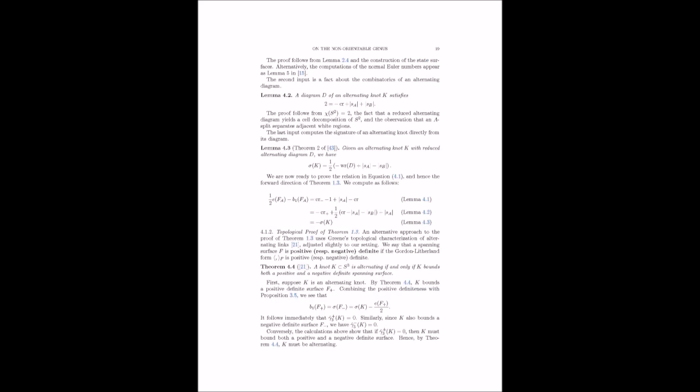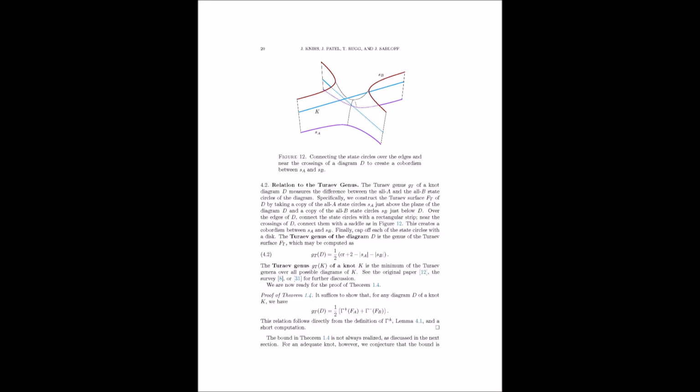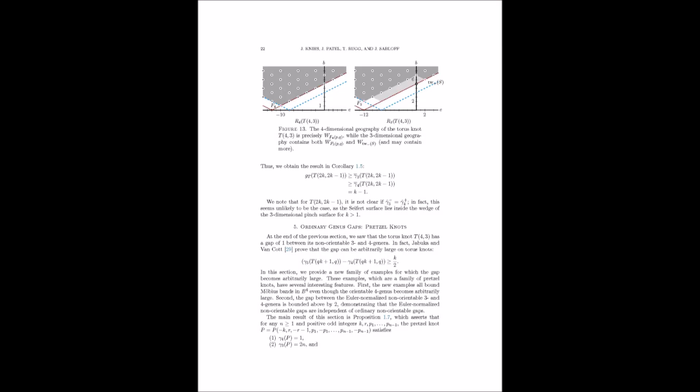If a point, a surface, lies exactly on the boundary of the wedge, its Euler-normalized genus is 0. It means that surface is as efficient as it could possibly be relative to its own twisting. And they use this to preview Theorem 1.2, which reframes a bound from Heegaard-Floer theory. The inequality is, phonetically, the maximum of sigma of K minus 2 epsilon of K comma 0 is less than or equal to gamma hat plus 4 of K.